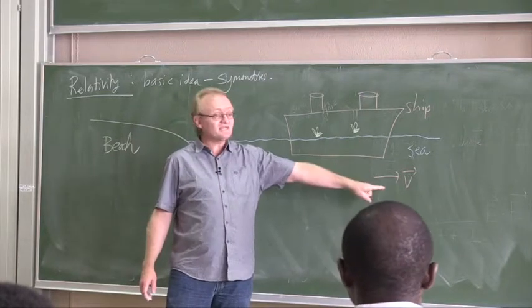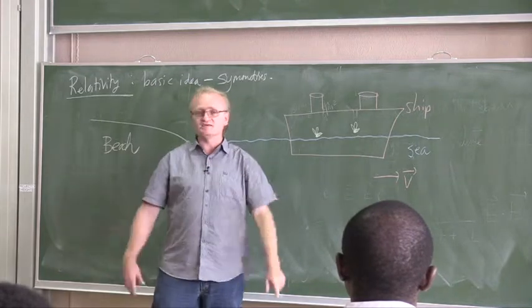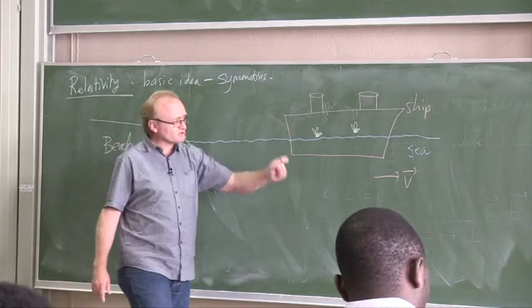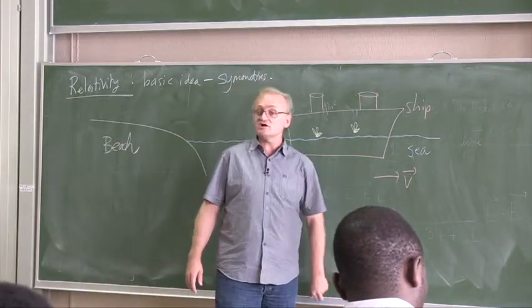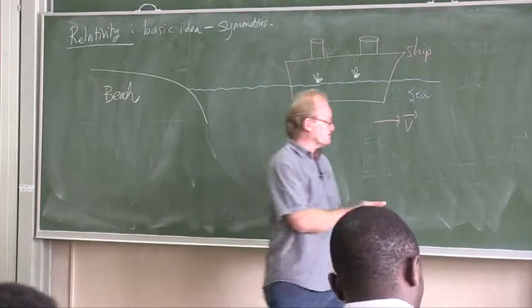If this ship was accelerating with some acceleration a, the physics in the ship would not be the same as the physics on the beach. So it's not just any movement. What's important here is that this velocity is a constant. So the ship is moving with a constant velocity.